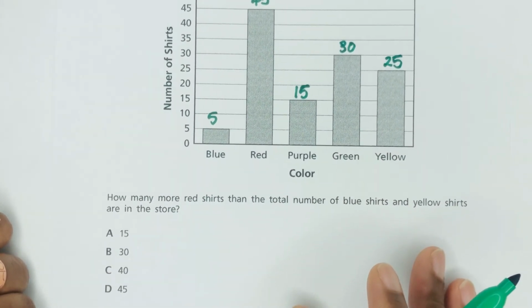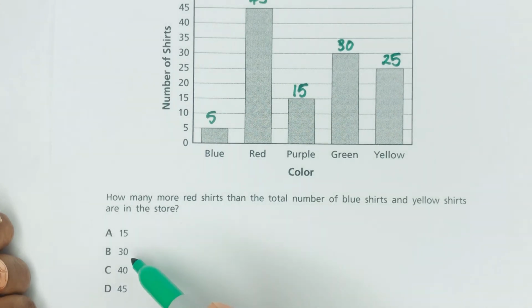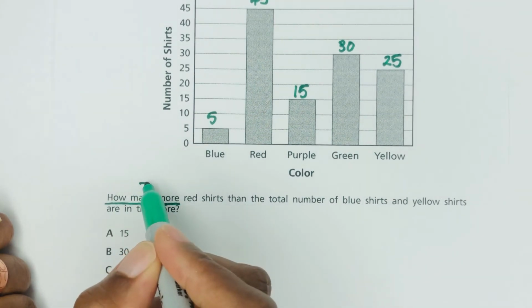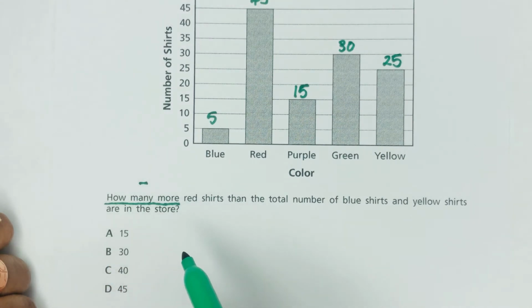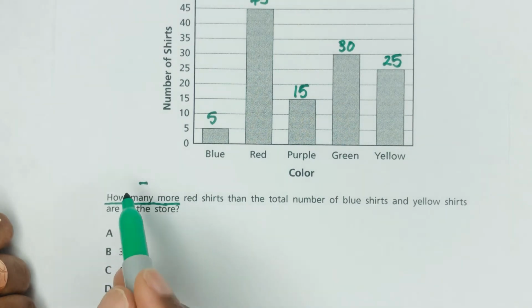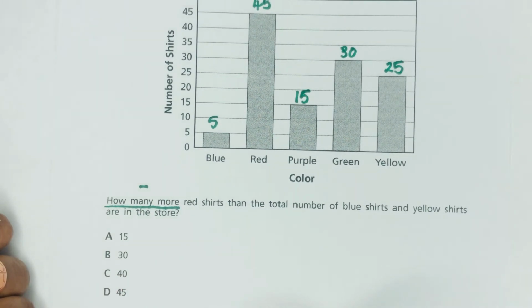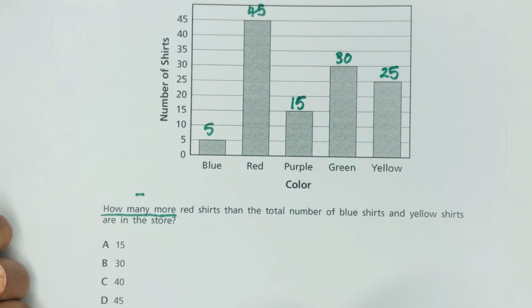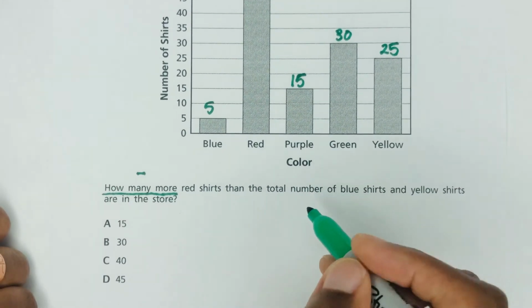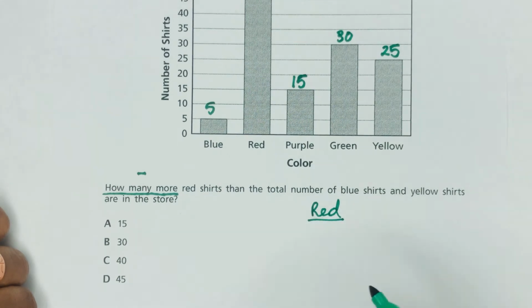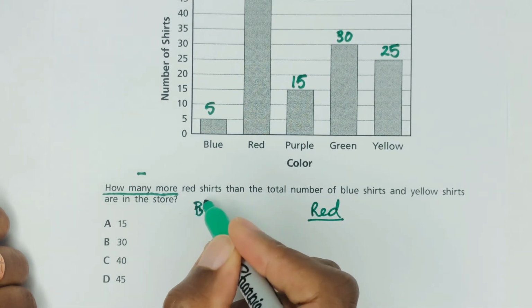Okay, so now our choices are 15, 30, 40, or 45. So how many more? Now we know that that is subtraction. How many more? How much more? How much fewer? How much less? That's always subtraction. Now, how many more red shirts than the total number of blue and yellow? So red is 45. So let's put red here. How many red shirts, right? And then let's put blue and yellow here.